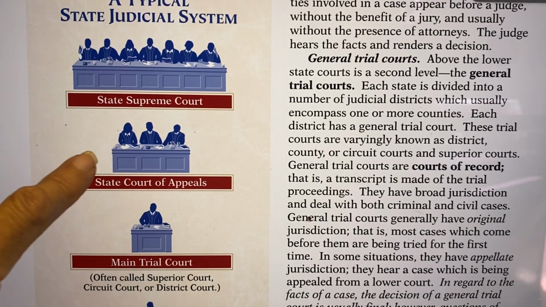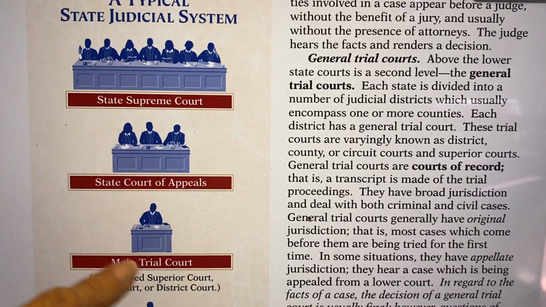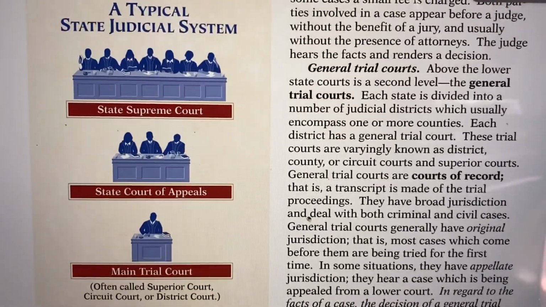And they don't have trials in the Court of Appeals or the Supreme Court. The trials all happen in the main trial court, the general trial court, as they call it. And it's the second level, as we see here. The first level was the lower municipal courts, courts of limited jurisdiction, and now onto the main trial court.